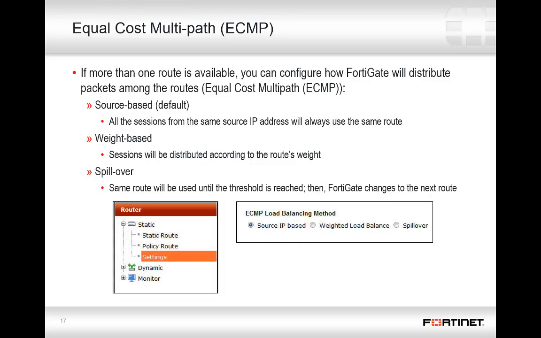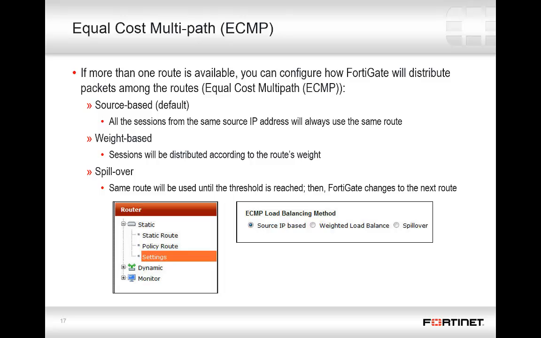In larger networks, in addition to dynamic routing, there is also often more than one way to reach important destinations. When two or more routes to the same destination exist, and they have an equal distance, FortiGate can use equal cost multipath, also known as ECMP routing. This will load balance traffic amongst gateways.